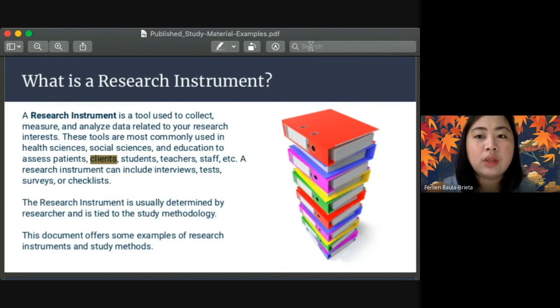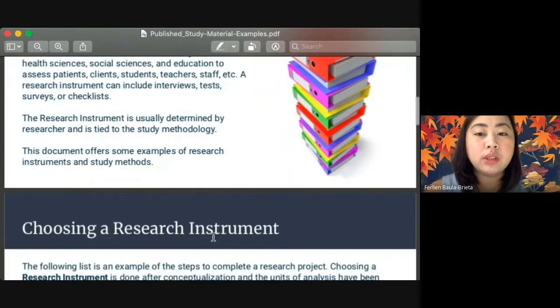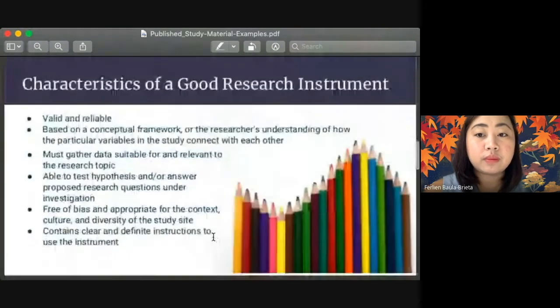Okay, so this instrument can include the following. We can perform interviews, we can do examination tests, surveys, or we can have it in the form of checklists. So a research instrument is usually determined by you, the researcher, and is tied to the type of research design or the study methodology. This lecture, or this PowerPoint, offers different examples of research instruments.